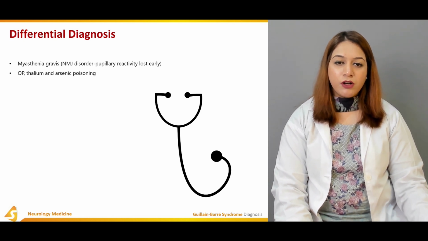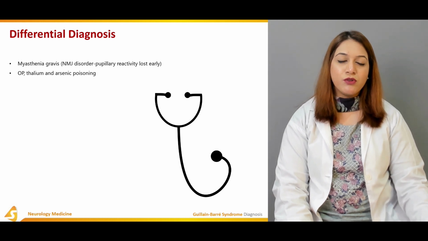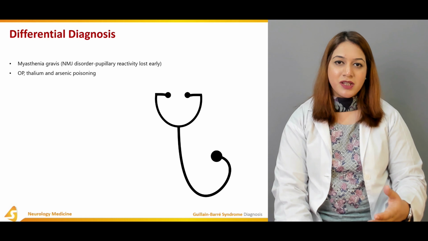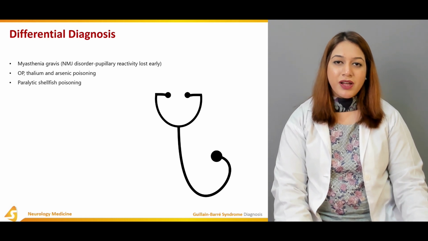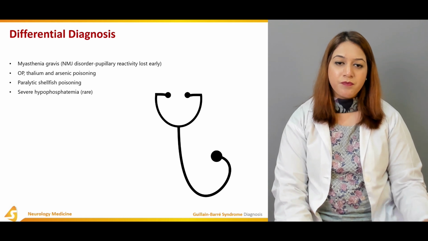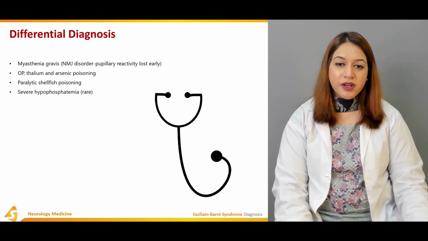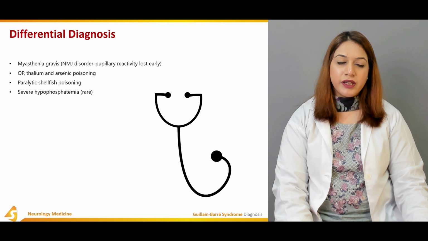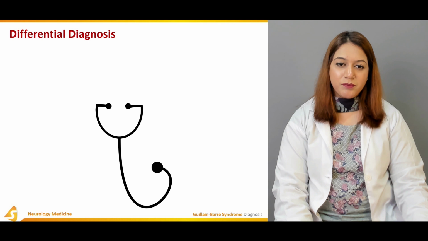There can be organophosphate, thallium, or arsenic poisoning, which can also manifest as GB syndrome. Paralytic shellfish poisoning also comes under the differential diagnosis. And severe hypophosphatemia is also included in this category, but it is rare.